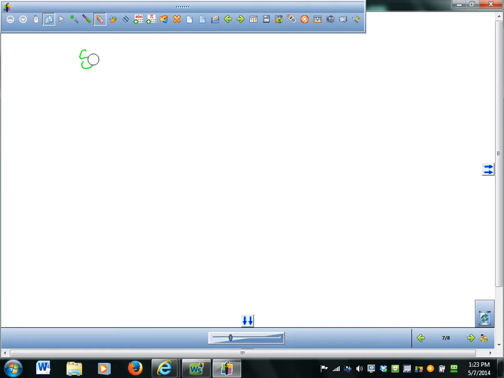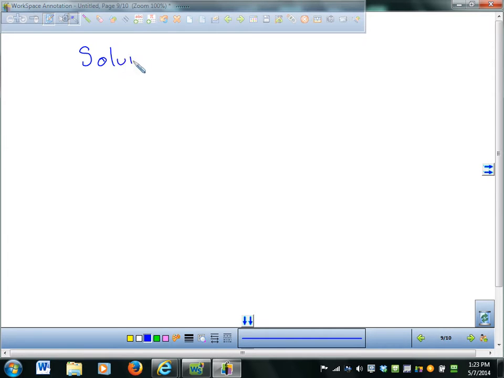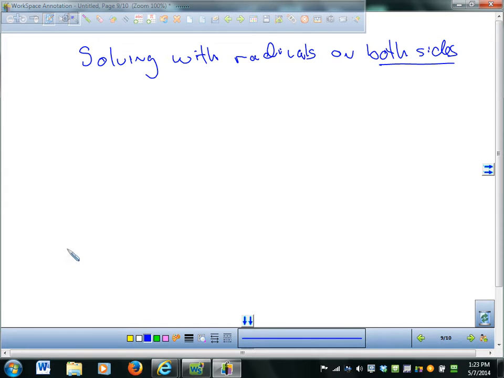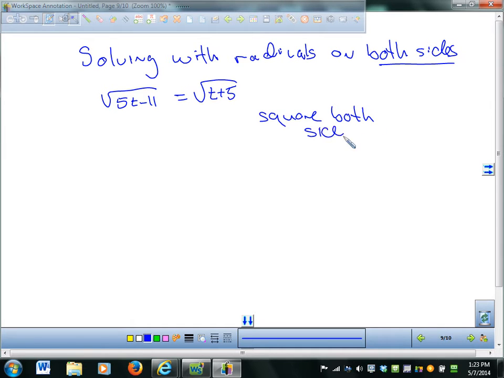Solve with radicals on both sides. The next thing is called solving with radicals on both sides. So if you see something like this, where it looks like square root of 5t minus 11 equals square root of t plus 5, what do you think you should do? Square both sides, okay? So what I'm going to do is square both sides, which makes your life very easy.